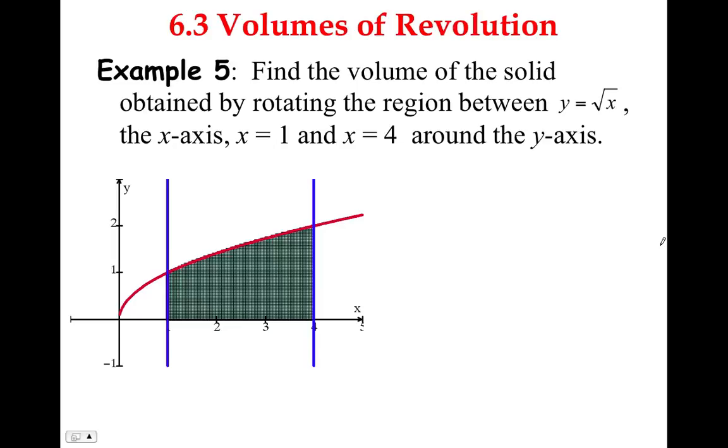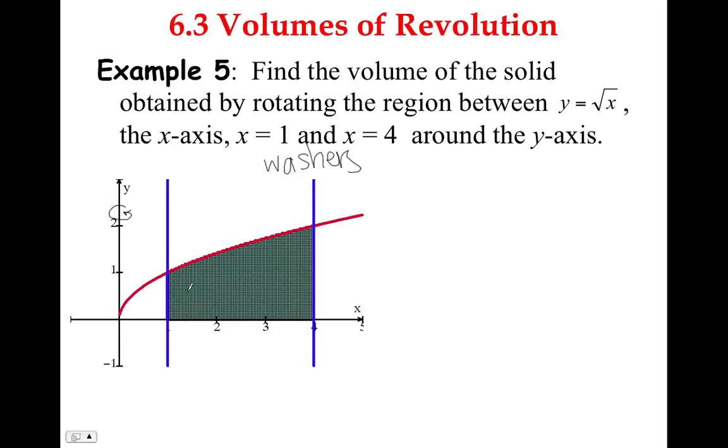Here's one final example. We're not going to go through the entire thing for the sake of time, but I do want to remind you that this is a possibility. I have the volume of the solid obtained by rotating the region y equals square root of x, the x-axis, x equals 1, and x equals 4 around the y-axis. What I want you to realize is that, first of all, this is going to be washers. There's a gap.